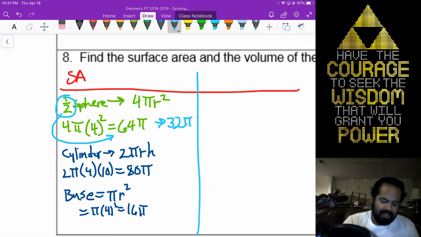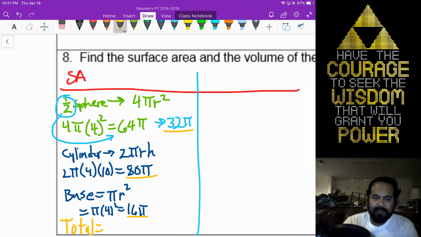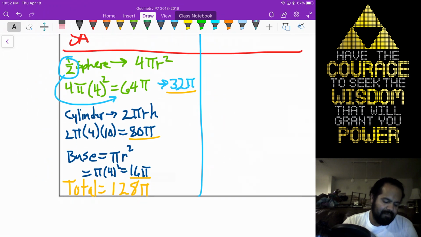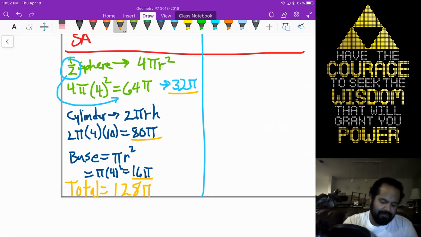So for my total surface area, we're adding the 32 pi, the 80 pi, and the 16 pi. So 32 plus 16 I know is 48. 48 plus 80 is 128 pi. And then I think I have units on these. Yep, meters. So that's going to be meters squared.